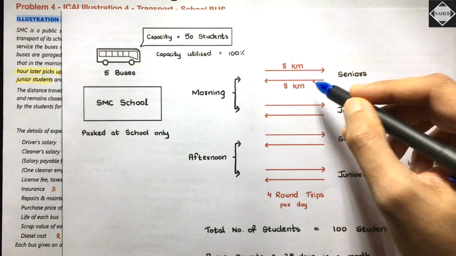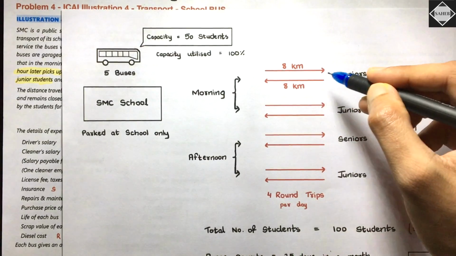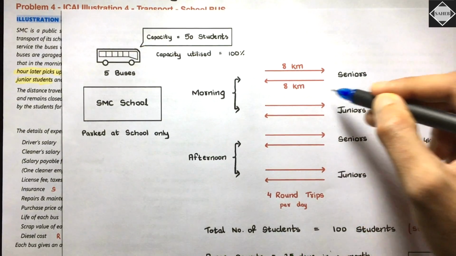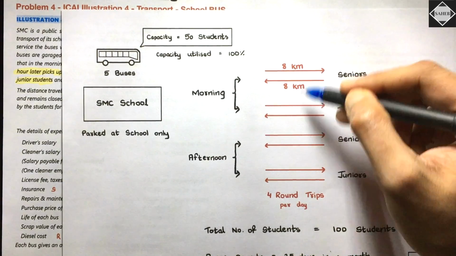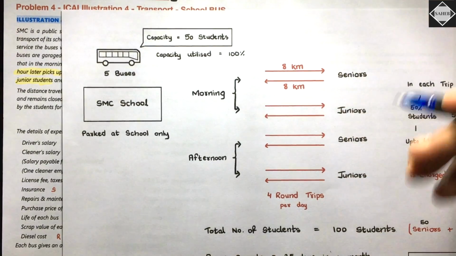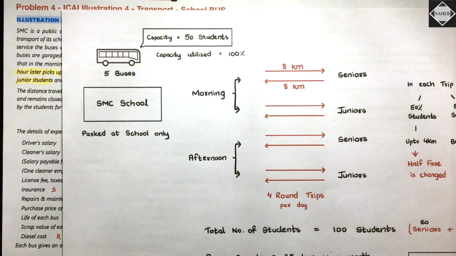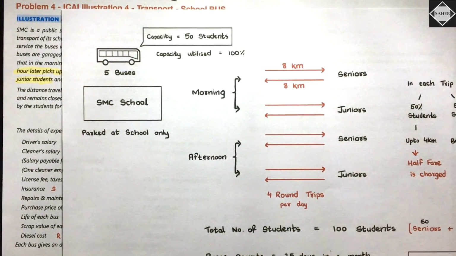And how much does the bus travel from school to the student homes? 8 kilometer they have said. Yeah, it's going 8 kilometer, coming back 8 kilometers, right? So these are what? 4 round trips. Or if you want to know single trips, then into 2, that is 8 single trips. Is it clear? 4 round trips per day. That's what we are doing.